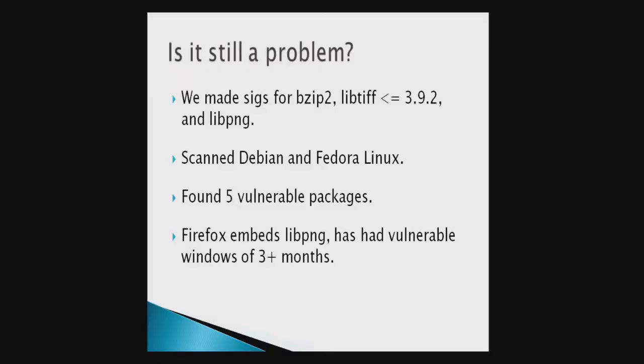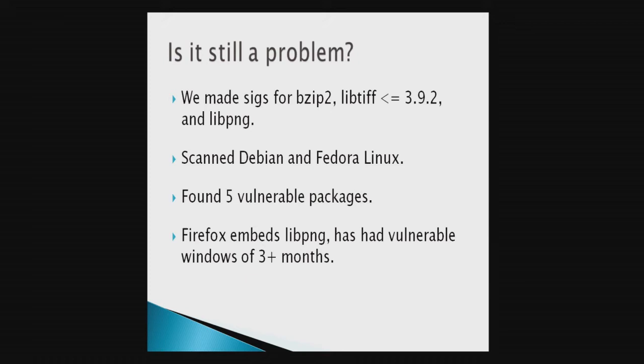So is it still a problem? The zlib bug was in 2005. That's a really old bug. It's not really a problem anymore, but are there other issues with other libraries? So we made signatures for BZIP2, libtiff, and libpng, which all had advisories reported against them for various insecurities. We scanned the entire package repository, the binary repository of Debian and Fedora Linux. And we found five vulnerable packages using particular versions of these libraries that were known to be vulnerable. And that was quite interesting.